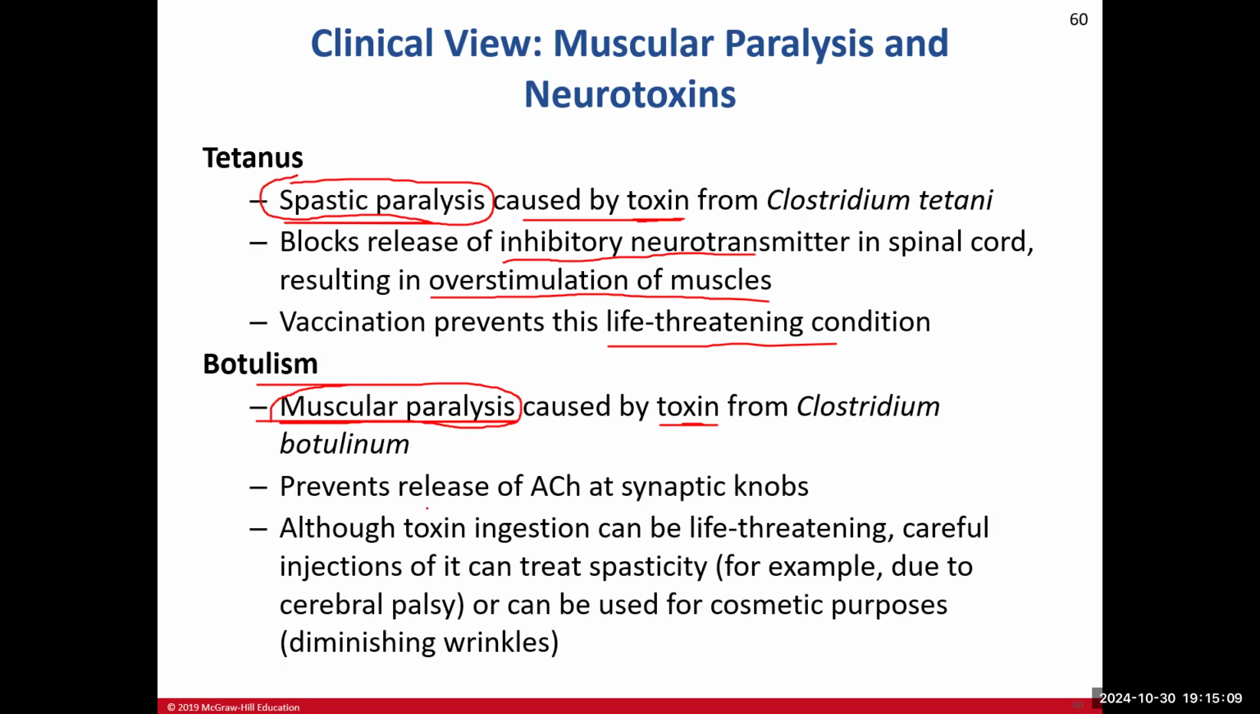So how does it work? If we can't release our acetylcholine at the synaptic knobs, we can't generate an end plate potential. We can't generate an action potential, a muscular action potential. We won't release calcium from the sarcoplasmic reticulum there. All right. So understand that we can use this to treat folks with muscle spasms.